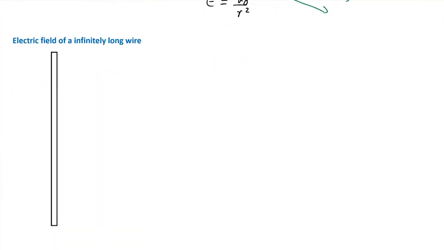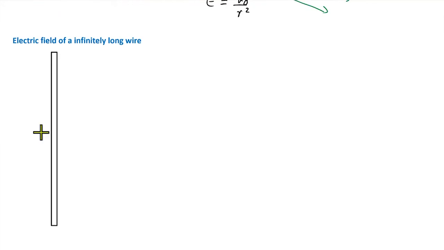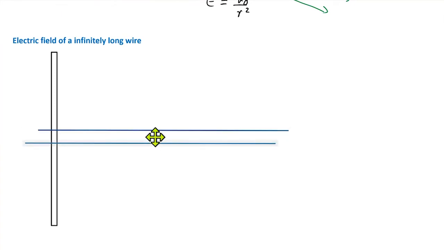So for the infinitely long wire, let's say this is the x-axis. And then at a point x units away from it, let's say this distance is x. Good. Now we have to introduce the concept of charge density.